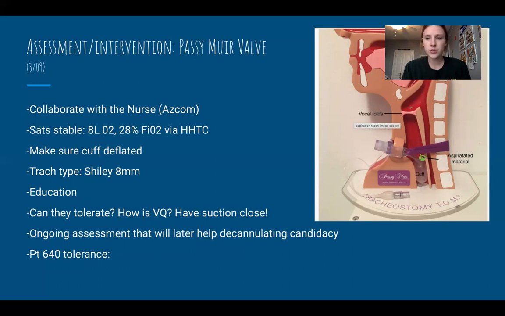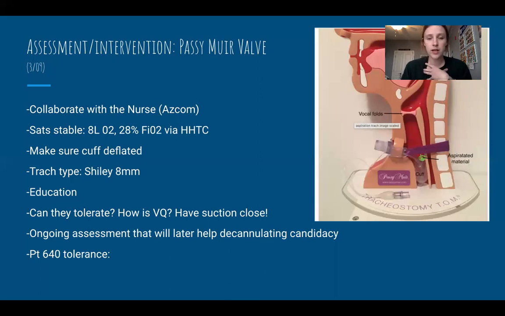So the first thing we did is we collaborated with the nurse and asked if there were any updates, and there really weren't. So we went ahead and went into the room. We did the safety precautions. We checked vitals, and you always want to be conscious of how much oxygen they're on and what that means. For her, that was 8 liters at 28%, and she had a high humidity trach collar that she was wearing, and that just humidifies the air and hopefully makes those secretions a little less thick and more manageable.